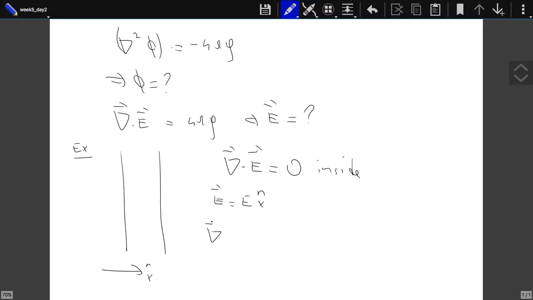Now, in this case, the divergence of E is nothing but dE by dx, and we are given that this is 0. So this tells me that E should be constant. Again, it's not enough. I don't know what this constant is. I only know that it's a constant. I need additional information. And those are the boundary conditions.